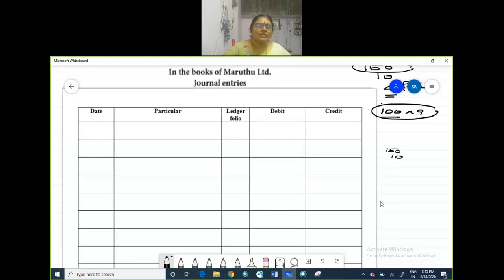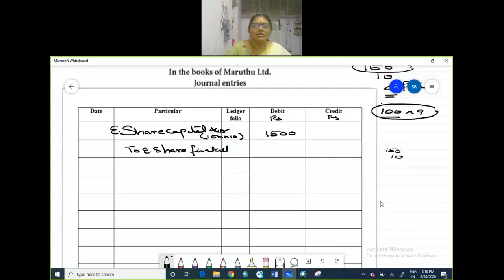What is the journal entry for forfeiture? Equity share capital account debit. How many shares are forfeited? 150 shares. What is the face value? 10 rupees. So that is how much? 1500. Fine. Now the share where he has failed to pay what? To equity share final call.